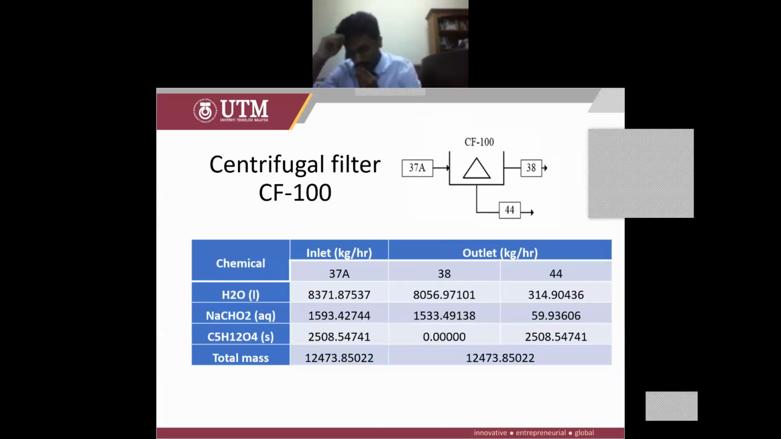At the centrifugal filter, the separation is only 87%. So that's the reason we have 13% moisture content in our solid stream, which is stream 44.